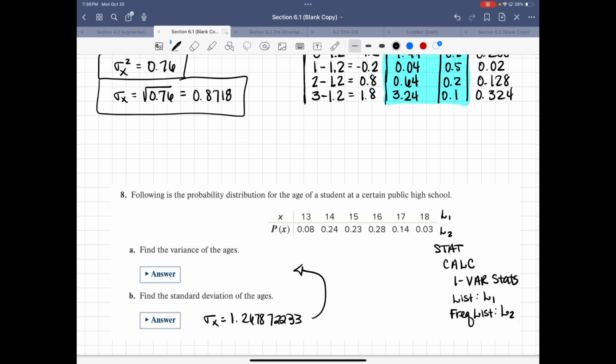Then we took this, then square. So we did 1.267872233 squared, and that equaled your variance of 1.6075. Okay? Because I didn't make a big chart for that.